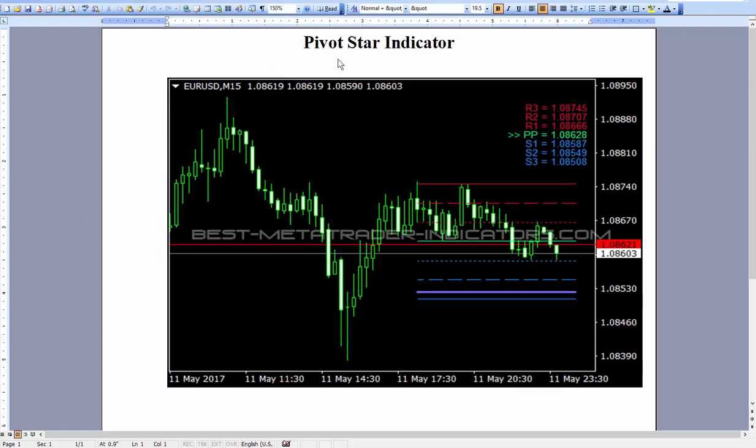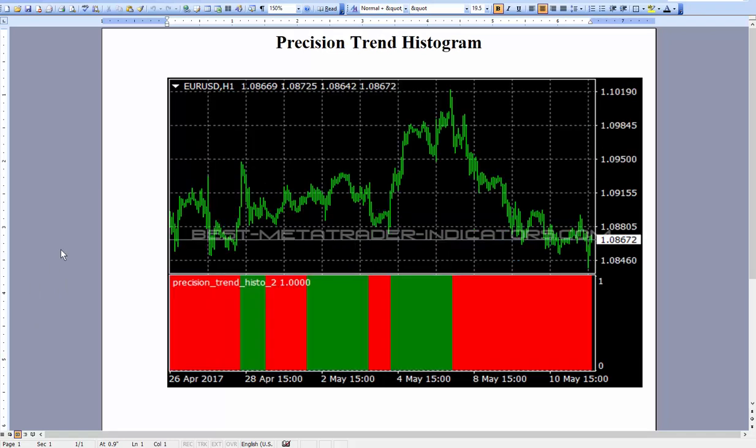For you pivot point lovers out there, this one looks quite interesting. The Pivot Star indicator tells you all the numbers and the values right in here, and it puts the lines in here too to match it up. Pivot points. Looks like a good indicator. This one is for precision, for deciding on the trend. So it's a trend histogram, red for selling and obviously green for buying. Looks interesting. Have to run a test on it.